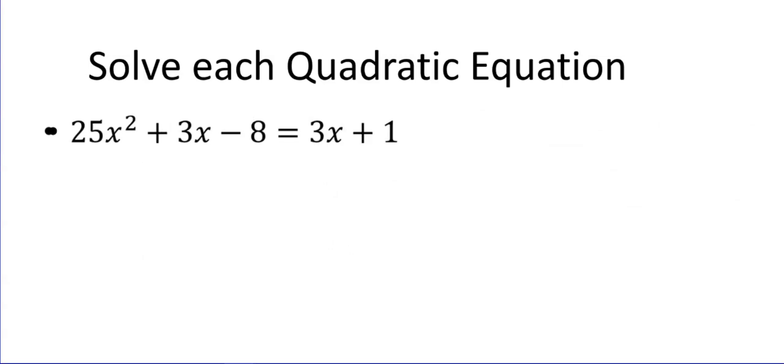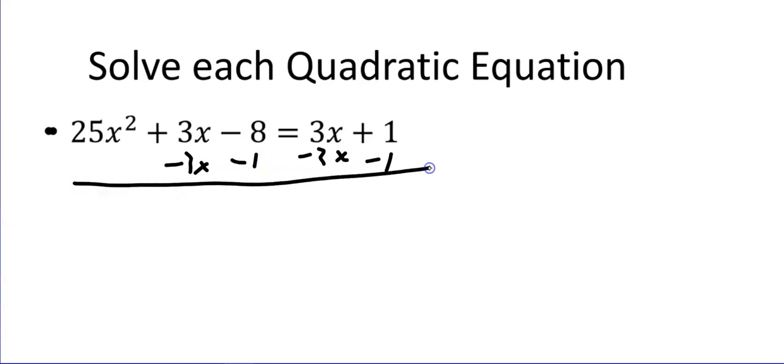All right, lots to do here to clean this up. We need to subtract 3x, and we need to subtract 1. This one's not going to be as nasty as it looks, because when I do this, I get 0 on this side, which I need. I have 25x squared. The x's cancel. I end up with minus 9.